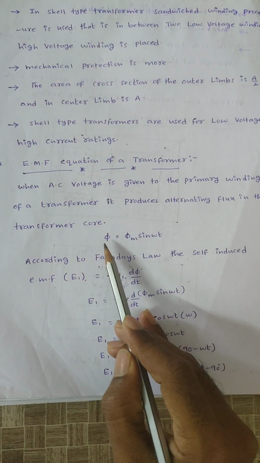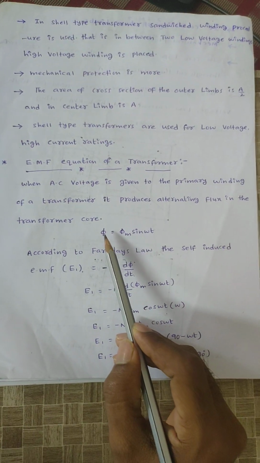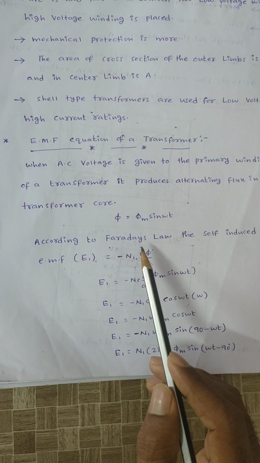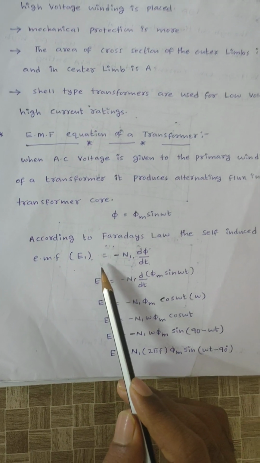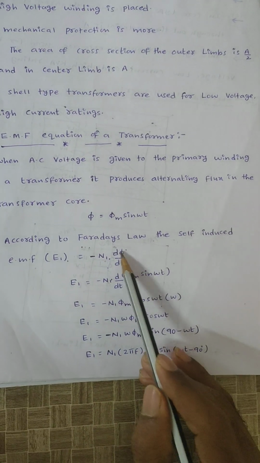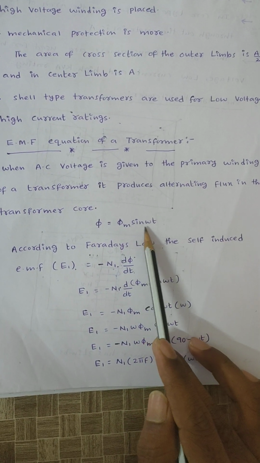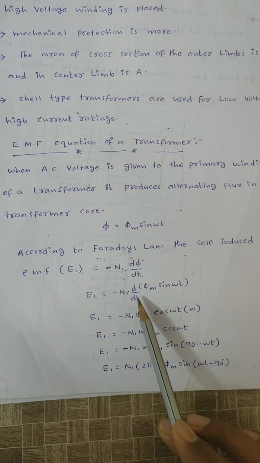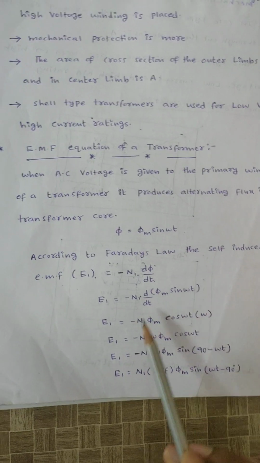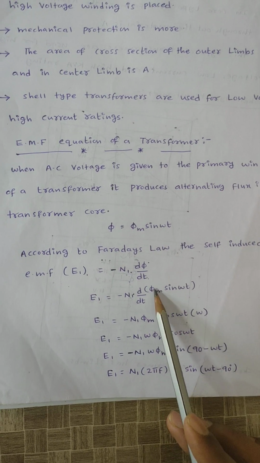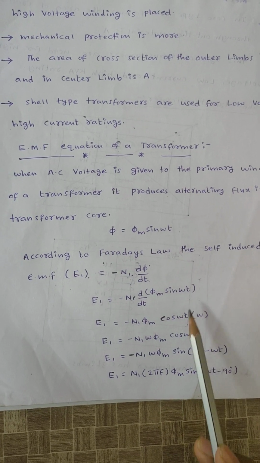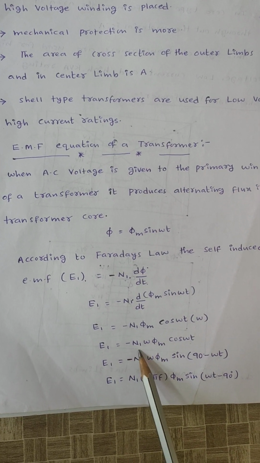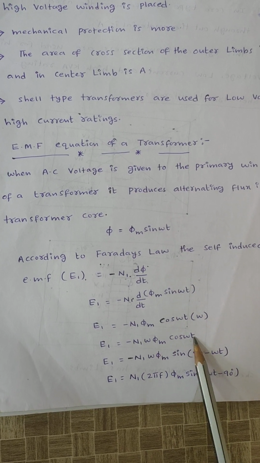First of all, in this EMF equation, a flux is produced in the transformer core. That flux phi is equal to phi m sin omega t. We already know that according to Faraday's law, the self-induced EMF is given by E1 equals minus N1 into d phi by dt. Substituting phi equals phi m sin omega t, E1 equals minus N1 into d by dt of phi m sin omega t. Phi m is constant, and d by dt of sin omega t is cos omega t into omega. So E1 equals minus N1 omega phi m cos omega t.